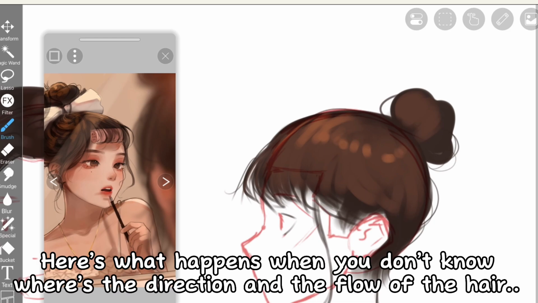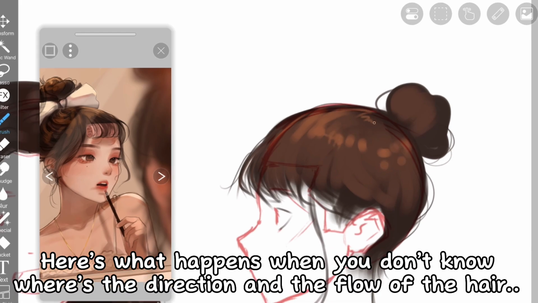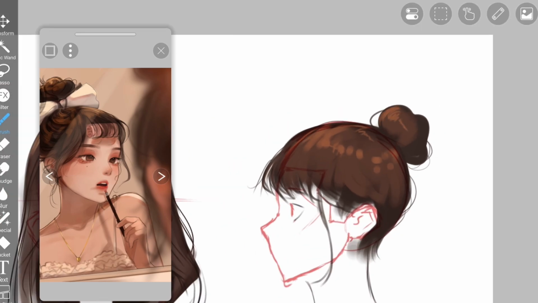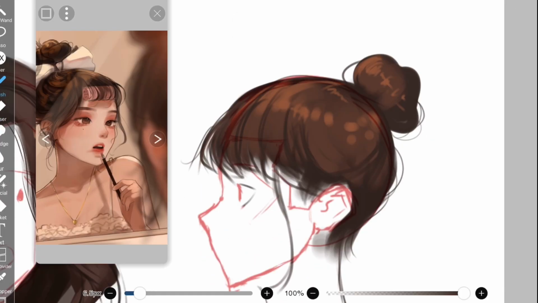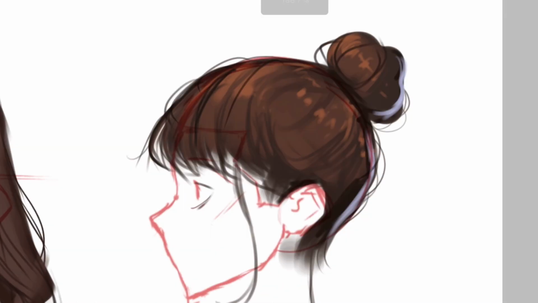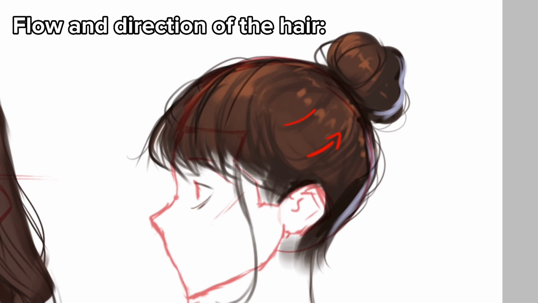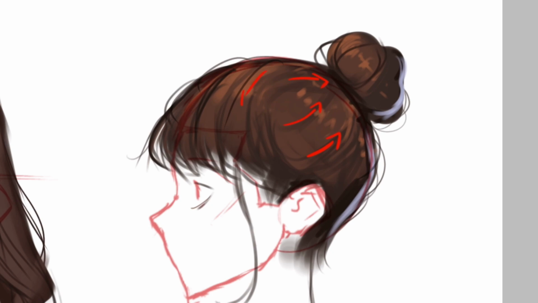Here's what happens when you don't know the direction and flow of the hair. See, what the heck are those highlights? So this is what I mean by knowing the flow and direction of the hair.